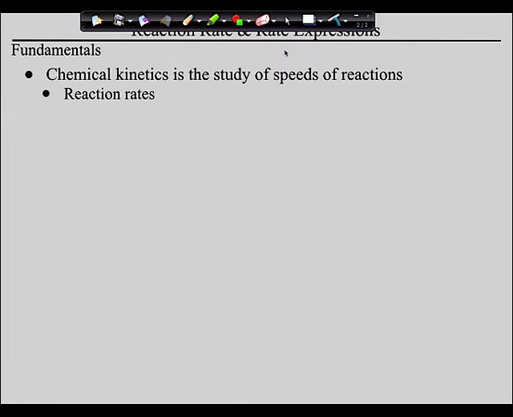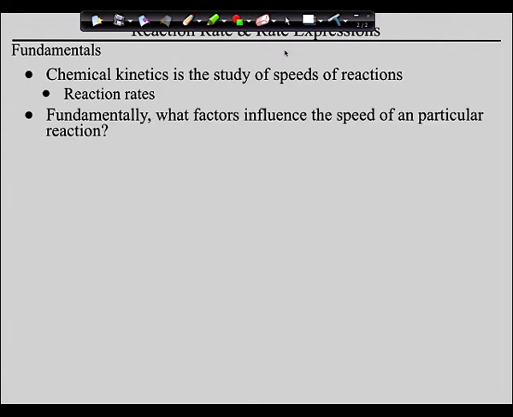So what we're going to do is talk about chemical kinetics. Chemical kinetics is the study of the speed of reactions, which we call reaction rates. So if you need that as a definition, we are now going to engage in a process like we just did in that conversation, where we talk about chemical kinetics, speeds of reaction or reaction rates. Now guys, without knowing it, you all just offered the answer to this question. Fundamentally, what are the factors that influence the speed of a reaction? Go ahead and write them down.